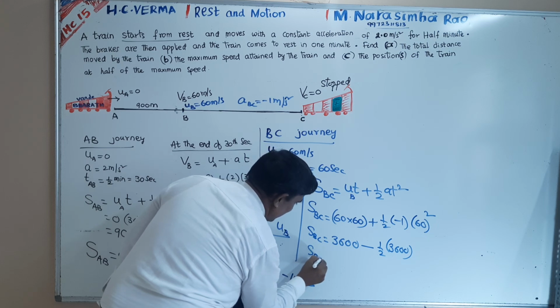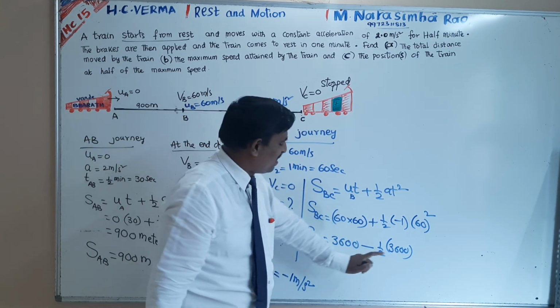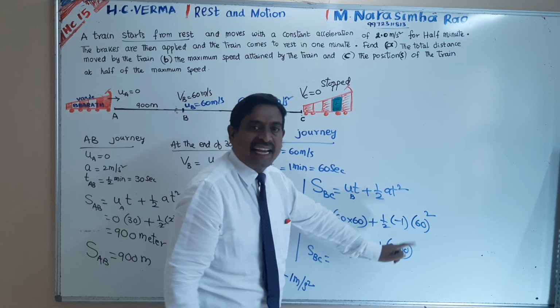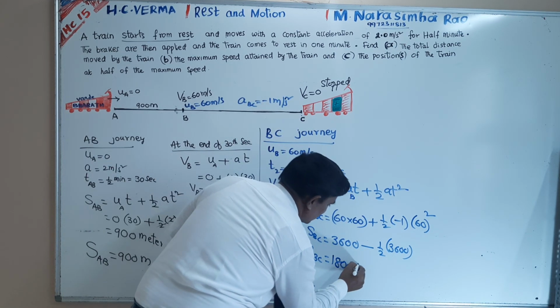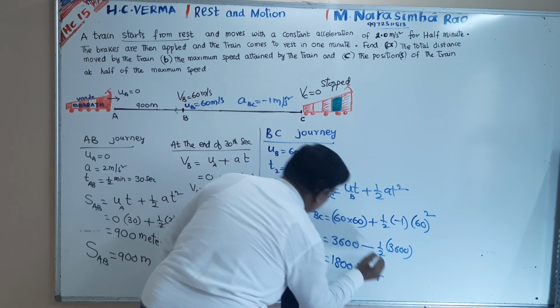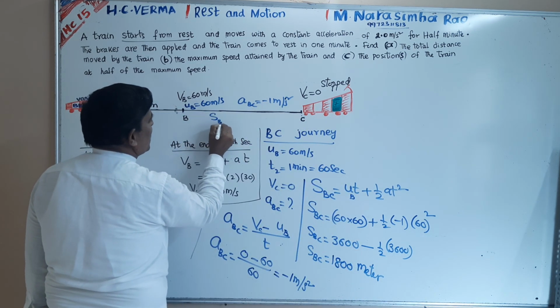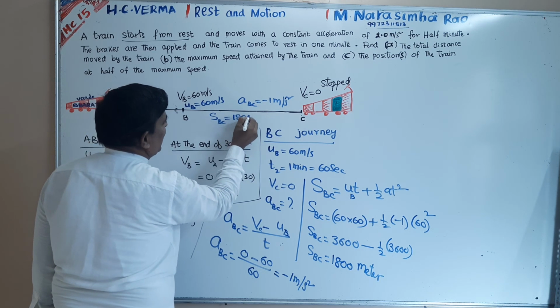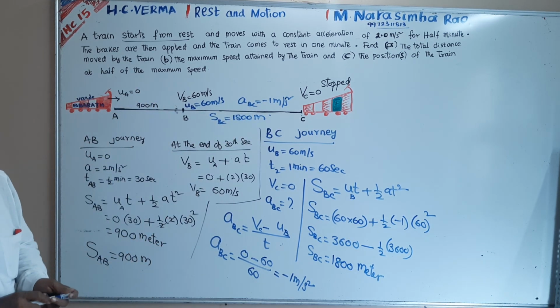Yes, BC is equal to 3600 by 2, 1800. 3600 minus 1800, nothing but 1800. Distance unit is meter. Distance between B and C is 1800 meter. Now please listen here.